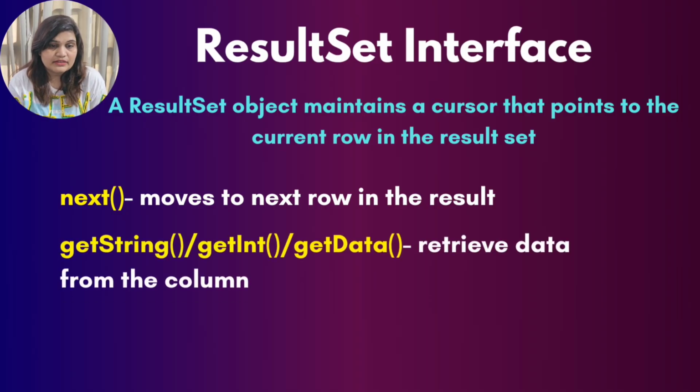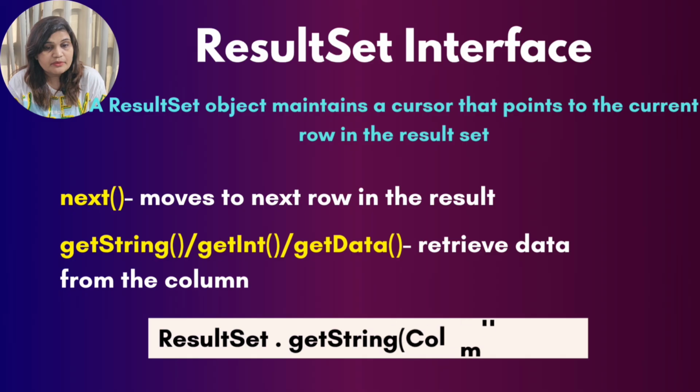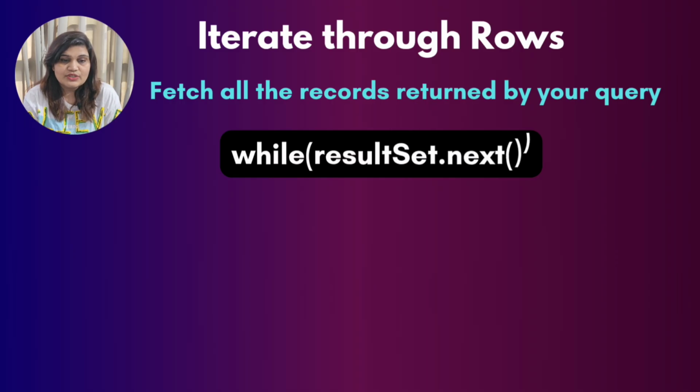Second, you have get methods. Once the cursor is on a row, use the getString method, getInt method, or getDate method to retrieve data from the columns of that row. For example, resultSet.getString with the column name in brackets will give you the value in that column. You can loop through all the rows in a result set using while resultSet.next. This is how you fetch all the records returned by your query. Don't forget, the result set is like a cursor. It moves row by row and you can fetch the data column by column.